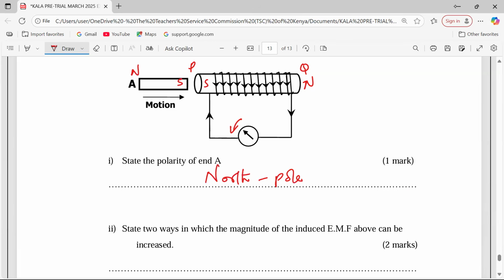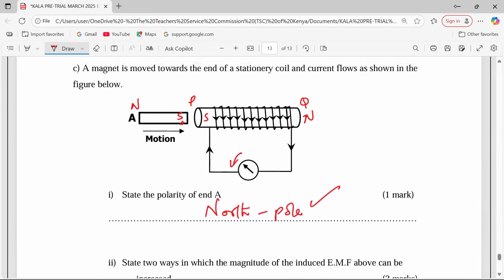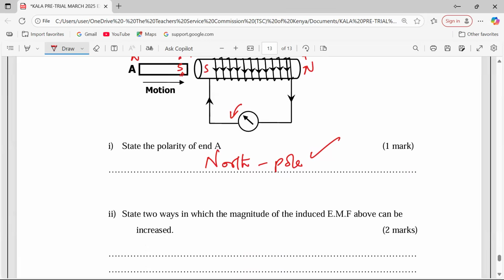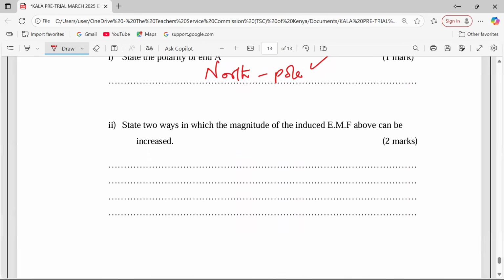pole. The reason why we are saying this is a south is because according to Lenz's law, the EMF induced here should oppose the magnetism which is producing it. It should induce a magnet that opposes the one producing it. So it is having the same polarity at that point. So a south is there, meaning that on the other side, we have a north.